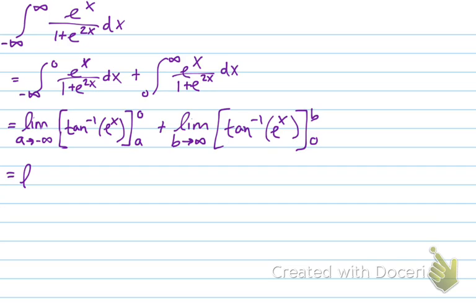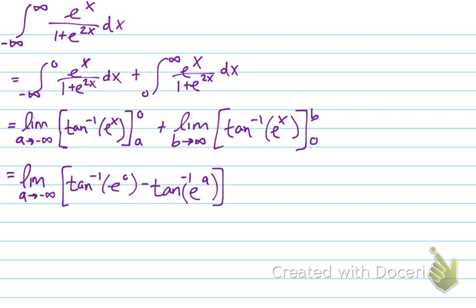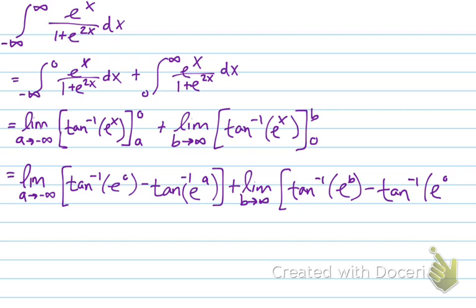So using the fundamental theorem of calculus twice, I have the limit as a goes to negative infinity of tangent inverse of e to the 0, I'm sorry, minus tangent inverse of e to the a, plus the limit as b goes to infinity of tangent inverse of e to the b minus tangent inverse of e to the 0.